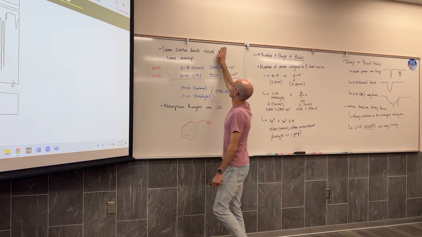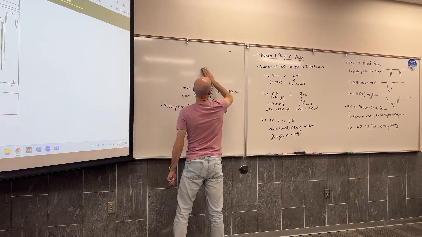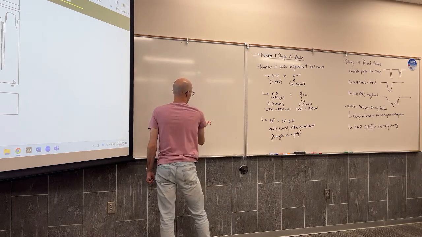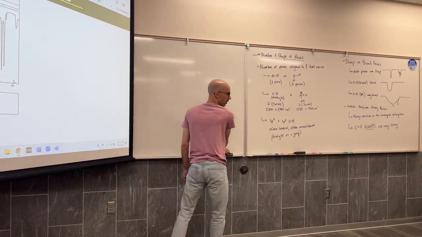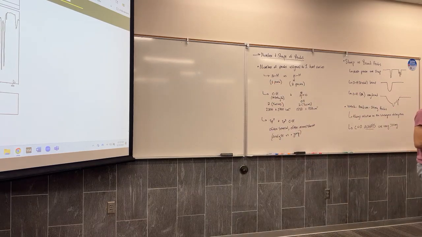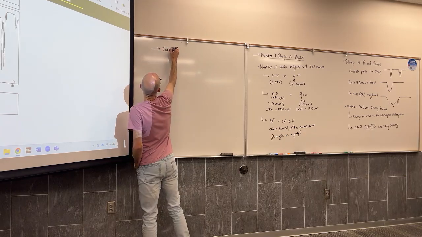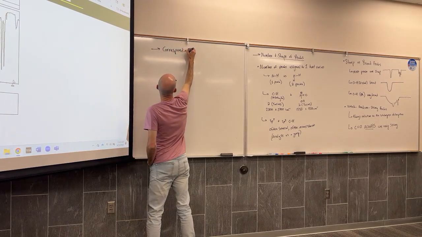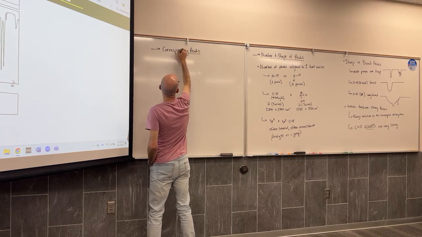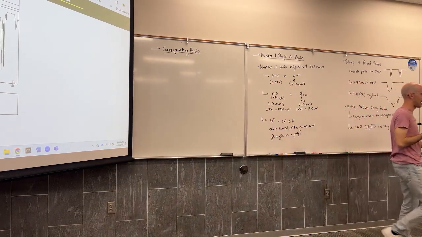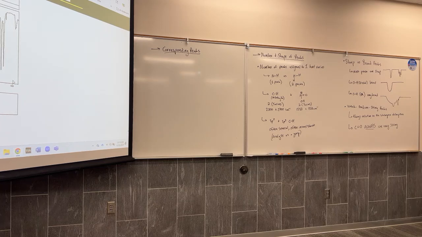Then there's one last thing that I want to cover with IR in terms of how it helps us narrow down functional groups. And that's what I like to call corresponding peaks. I could be wrong, but I think that I came up with this description, so if you look this up, you might not find resources on it. But it's just my way of tackling the analysis of an IR spectrum.